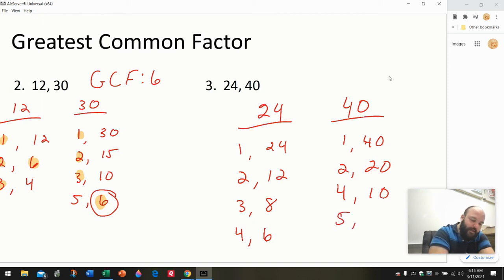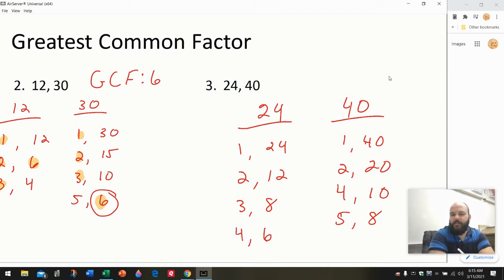5 times 8. So then we have a few numbers between 5 and 8. We have 6 and 7. So we try 6. Will 6 go into 40? It will not. If you count by 6s or think of your 6 times tables, 6 times 6 is 36. 6 times 7 is 42. So 6 will not go into 40.